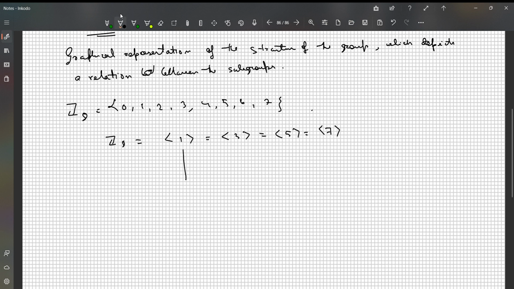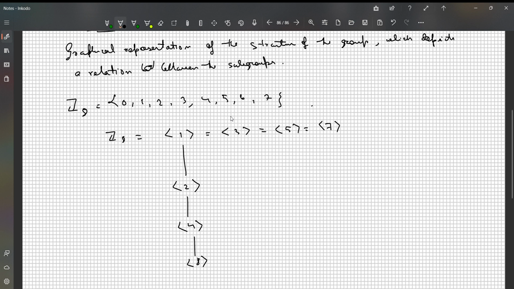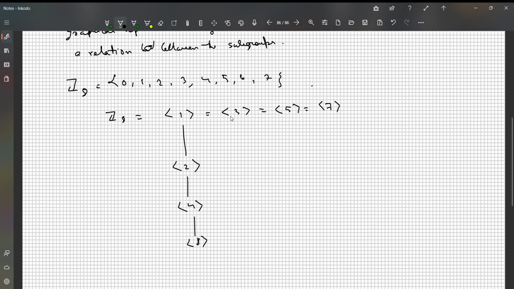Now what we do is that we draw an edge downwards, starting from a group to one of its subgroups. So the group generated by 1 has the subgroup generated by 2. 2 has the obvious subgroup generated by 4, and 4 has the obvious subgroup generated by 8. So this is an example of a lattice diagram, and obviously the subgroup generated by 8 is nothing but the trivial subgroup 0.